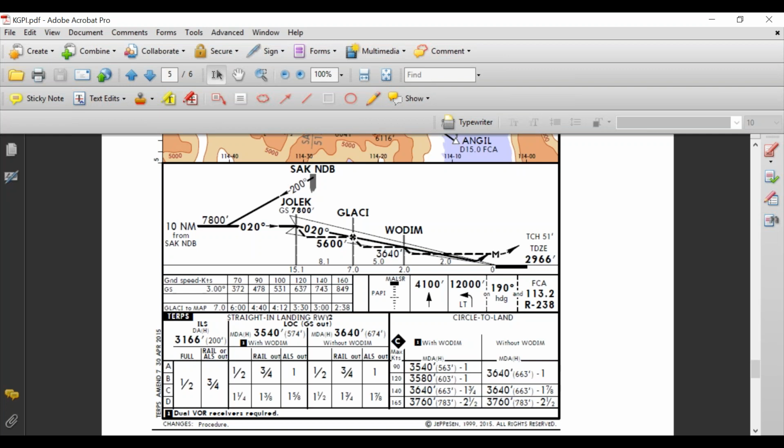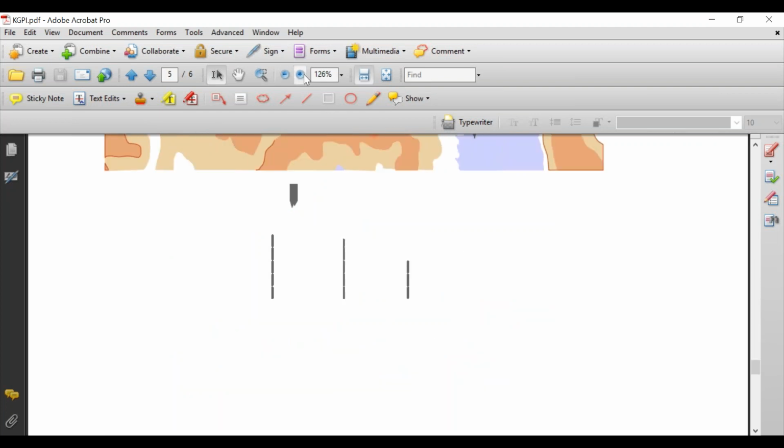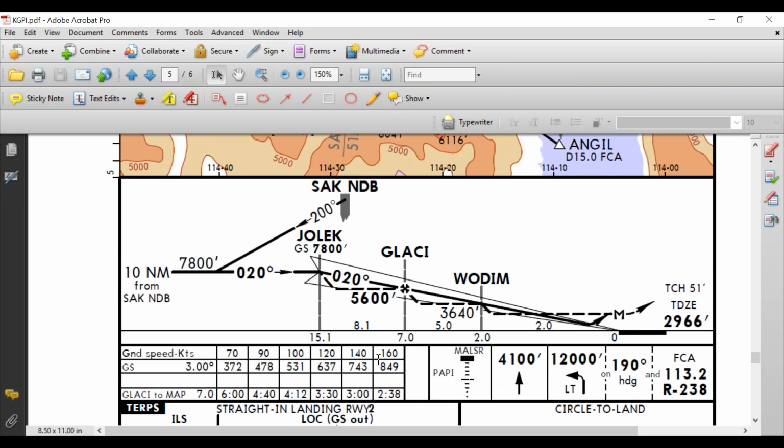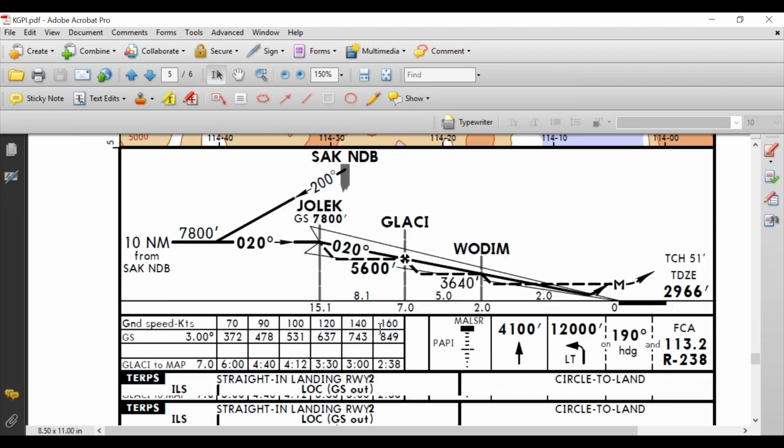So just a quick quiz on this, okay? What if our localizer was out of service? What are our minimums? Half a mile, a quarter? I'm sorry, 574 and a mile and a quarter. It would be 600. Could you blow it up a little bigger? Yeah, 600. I'm blurry on my screen, so thank you. Localizer's out.